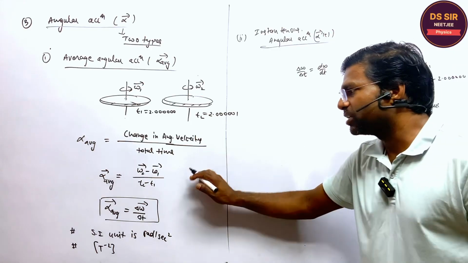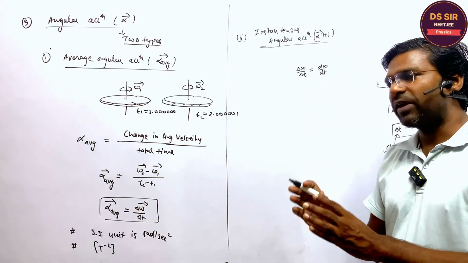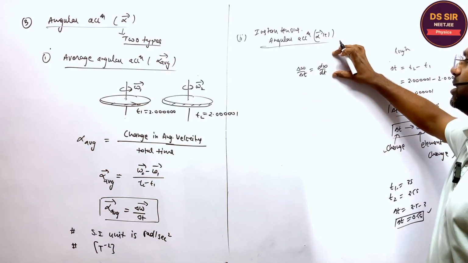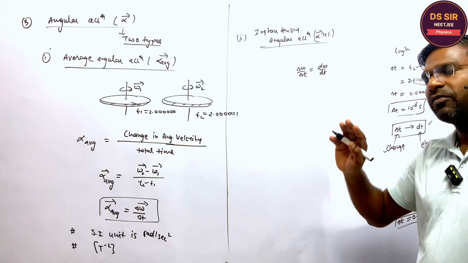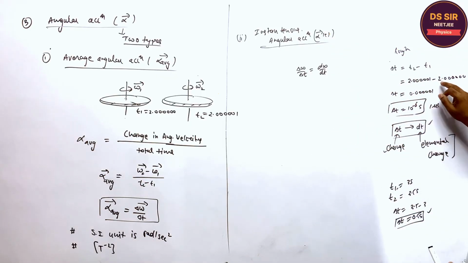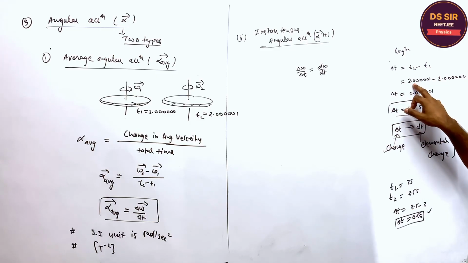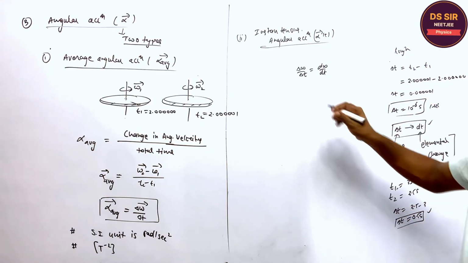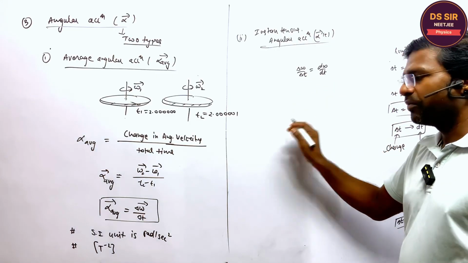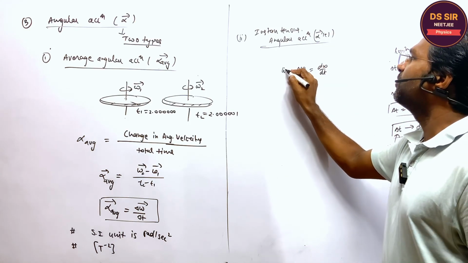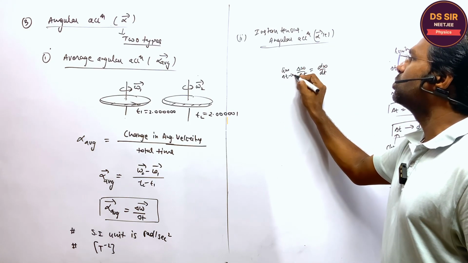In the average case, the time interval will be like 5 seconds or 10 seconds. But instantaneous angular acceleration means the first instant is just right now, at 2 seconds, and the second instant is achieved just after that. So delta t becomes dt and delta omega is written as d omega, in the limit delta t tending to 0.